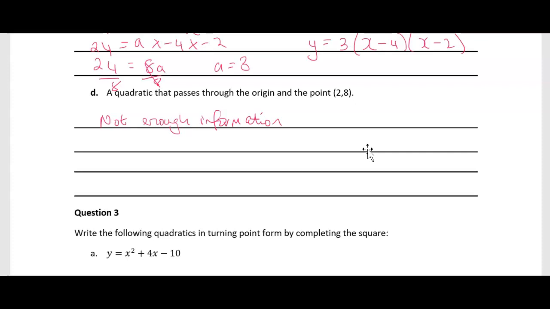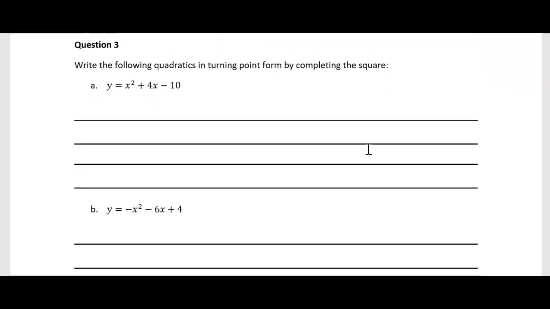That's all right. You will have questions on your test where you have enough information. That's just me doing some revision very quickly. All right, how are we going for time? Oh, 14 minutes in. Write the following quadratics in turning point form by completing the square.